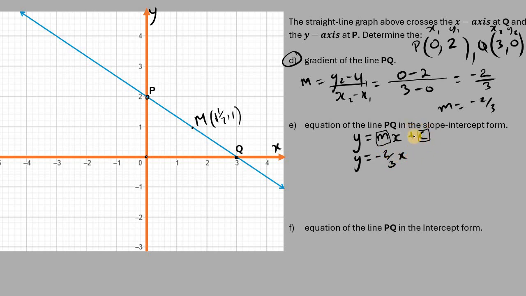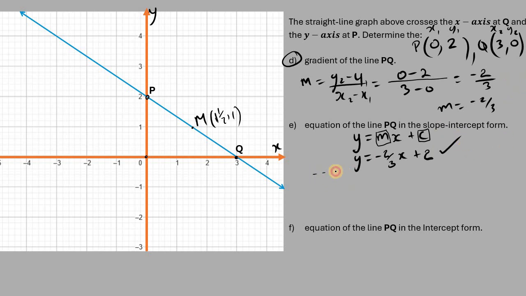Now, once you have the graph, you can see where the graph cuts the y-axis. And this graph cuts the y-axis at 2. So you just put 2 right there. And that's it. You have the gradient, which is negative 2 over 3. Just the number alone is the gradient. And c is where it cuts the y-axis, at 2. And so we're done.